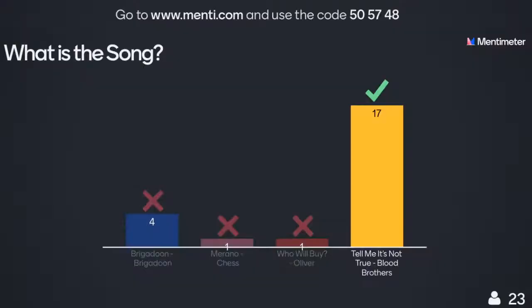Really lovely good show. Okay, and most people went right there with Tell Me It's Not True from Blood Brothers. But I did trick some people with Brigadoon. 4 people were going with Brigadoon from Brigadoon. It's because we were chatting away about Brigadoon. They thought we were correct on Brigadoon, but sadly, Brigadoon was not the right answer. No. Oh, what am I like?